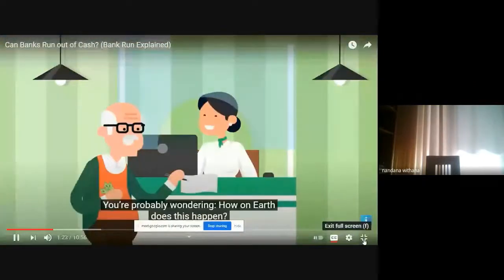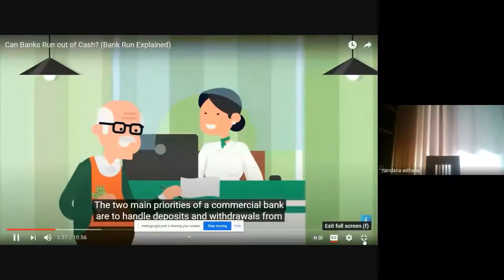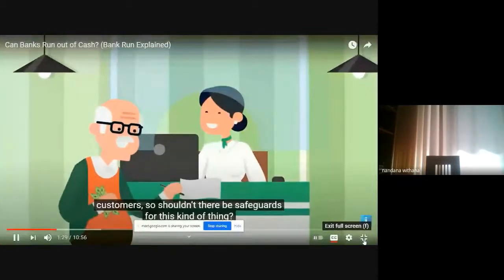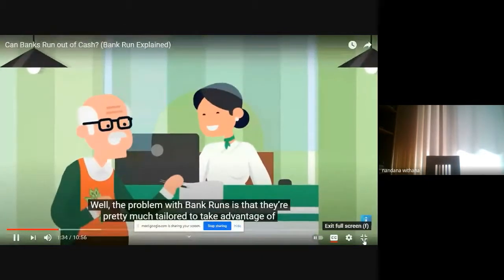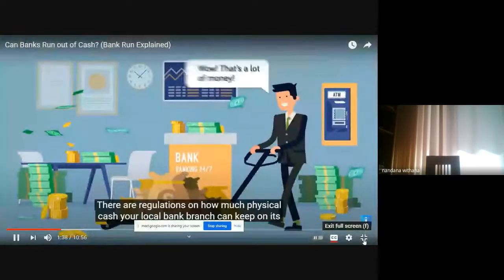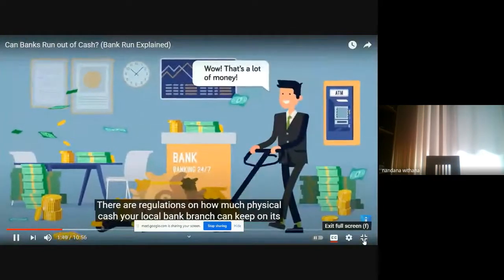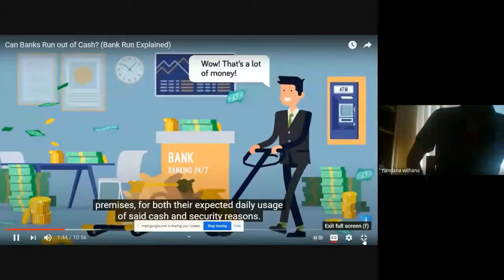You're probably wondering, how on earth does this happen? The two main priorities of a commercial bank are to handle deposits and withdrawals from customers. So shouldn't there be safeguards for this kind of thing? Well, the problem with bank runs is that they're pretty much tailored to take advantage of vulnerabilities inherent in the system. There are regulations on how much physical cash your local bank can keep on its premises, for both their expected daily use of said cash and security reasons.